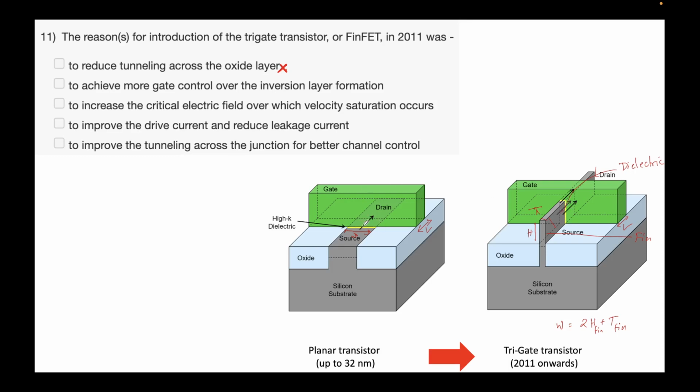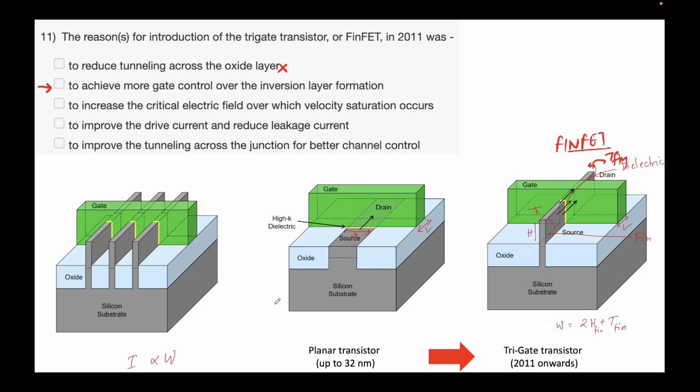In this way, rather than the gate having control only on the top side, in the tri gate or the FINFETs, this is also known as FINFETs or tri gate. Tri gate means three sides: left, right, and top. In the tri gate transistors, we have more control over how the inversion is happening. So this option is correct, to achieve more gate control over the inversion layer formation. The second thing you notice is that the length remains the same, but what happens to the width? Width is this height plus this dimension, the thickness of the fin, T fin. This dimension is T fin, and this is h, the height of the fin. So total width will become 2h plus T fin.